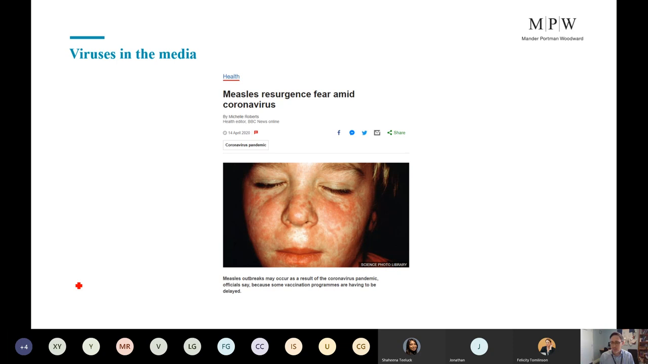And what this means is that there's the potential around the world for some resurgence of these diseases where vaccine rates have maybe fallen. Measles is one of those. And this is a recent article just from April about potential measles resurgence because of COVID-19 indirectly. And the link here is that if fewer people are going to see their doctors because they're in isolation and they're not getting vaccinated, then we've got the potential that measles might show a resurgence. So measles is a viral disease.